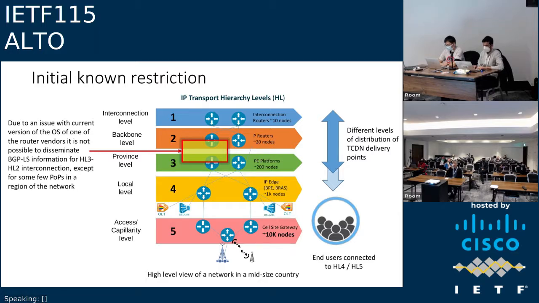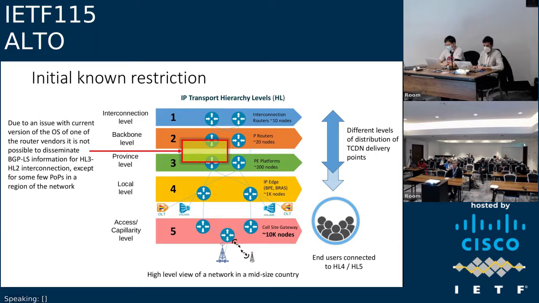We have a restriction in the connections from hierarchical level 2 to hierarchical level 3. The problem is that for a specific vendor, we have an issue with the software, and we cannot include the proper information in OSPF. So hierarchical level 2 is connected with hierarchical level 3 through OSPF in this case.